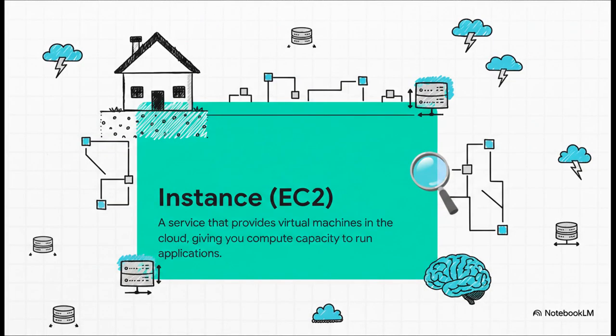And what do you do with your new plot of land? You build a house on it. In the AWS world, that house is an EC2 instance. It's basically a virtual server. This is what gives you the raw computing power, the brains of the operation, to actually run your application. Honestly, EC2 is one of the most fundamental core building blocks you will ever use in AWS.